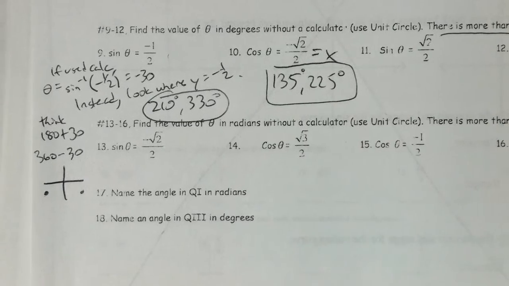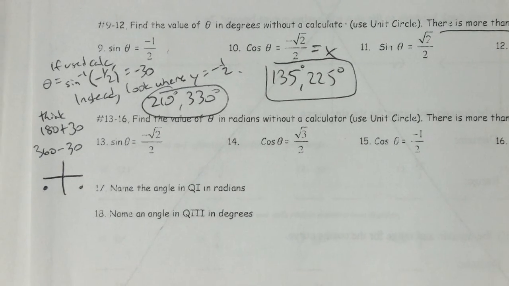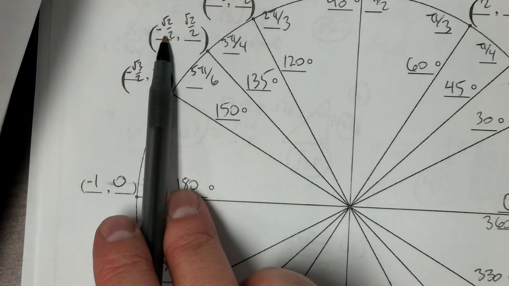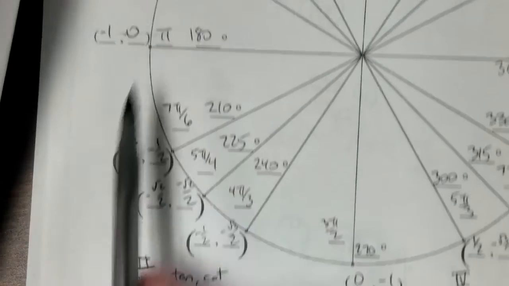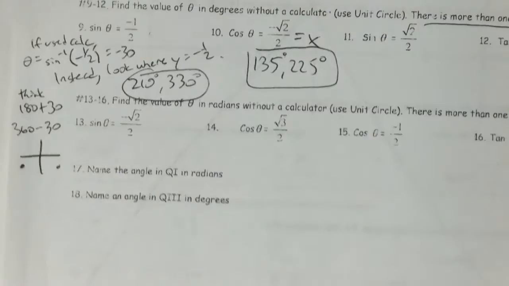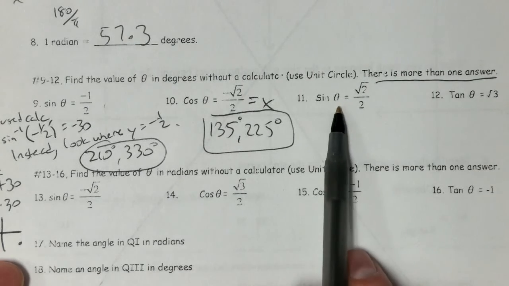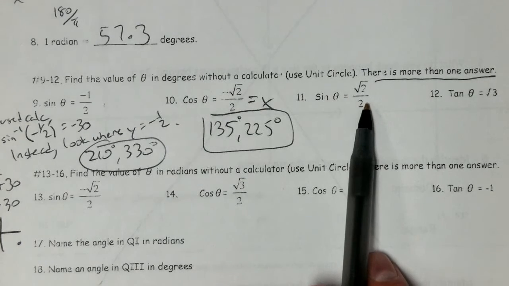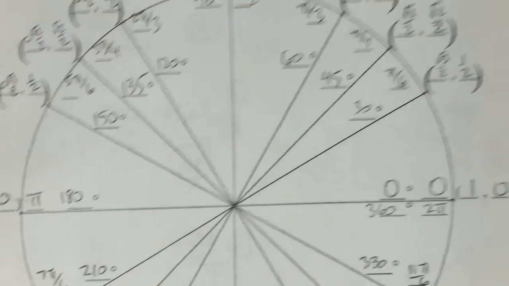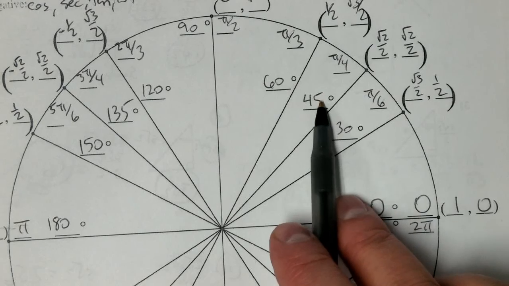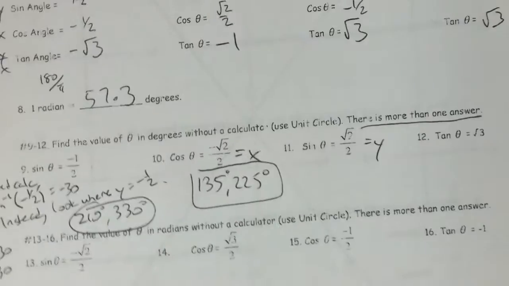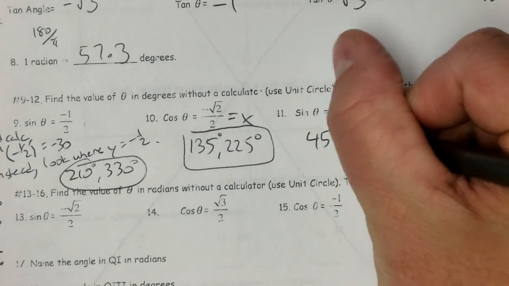135 and 225. So basically what you're doing is you're looking at where x is negative square root of 2 over 2, which is at 135, and the other place is at 225. This next one is where y is positive square root of 2 over 2, because sine is y, cosine is x. So that'd be this one, which is 45, and this one, which is 135. So 45 and 135.